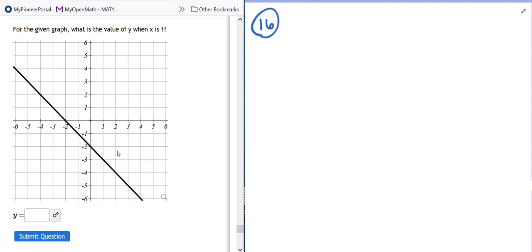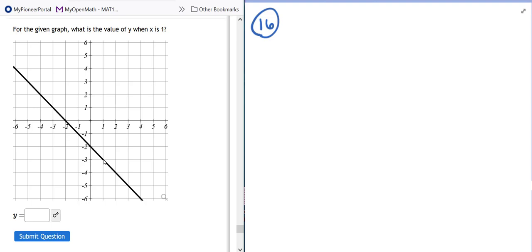And let me use my mouse so you can see my cursor. Hopefully you can see that cursor move. All right, so you want to go to x equals 1. X equals 1 is right here, and you want to know the y value that matches it. So you're going to go down until you hit the line, and it is a -3.